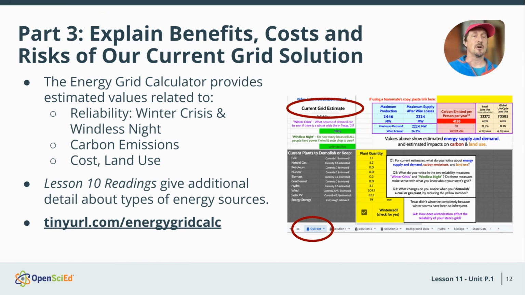As students are considering the impact of our current grid in part 3, the readings from lesson 10 can give some qualitative detail about sources. If you want the most up to date version of the energy grid calculator, the tiny URL that you see here can provide that. The link in the teacher edition will also work. Note, setting up this calculator for your local region requires a little bit of doing, so I'll show you that later on in the video.